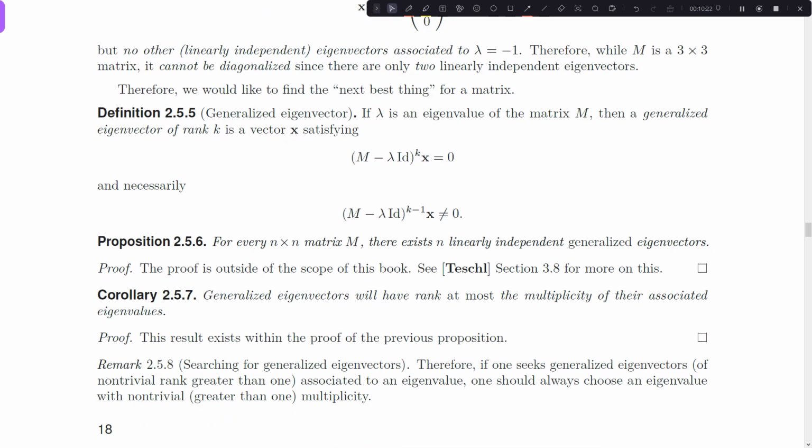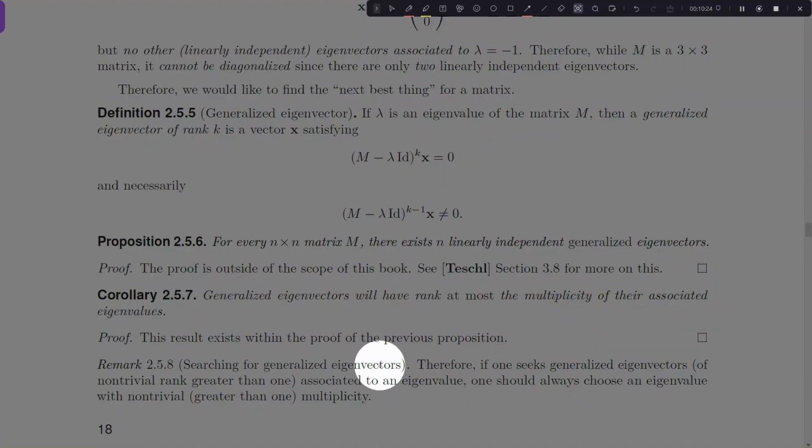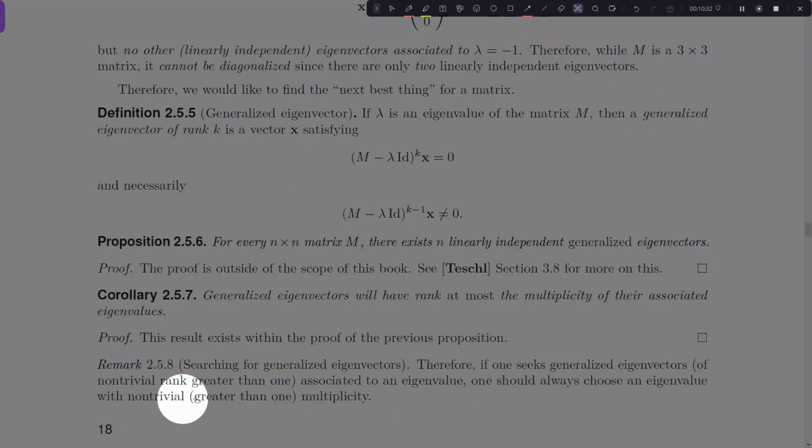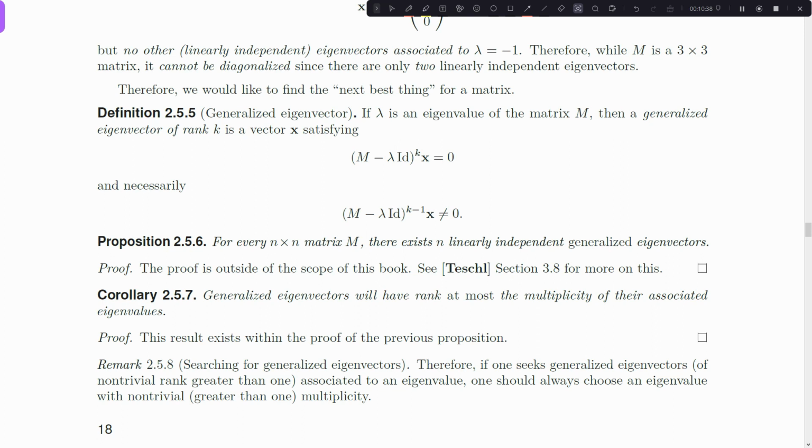Okay, so I emphasize that in this remark here. I say searching for generalized eigenvectors. Because of that corollary, we only want to choose eigenvalues with non-trivial, meaning greater than 1, multiplicity to try to find these generalized eigenvectors. All of the eigenvalues with multiplicity 1, we will necessarily be able to find at least one traditional eigenvector for.